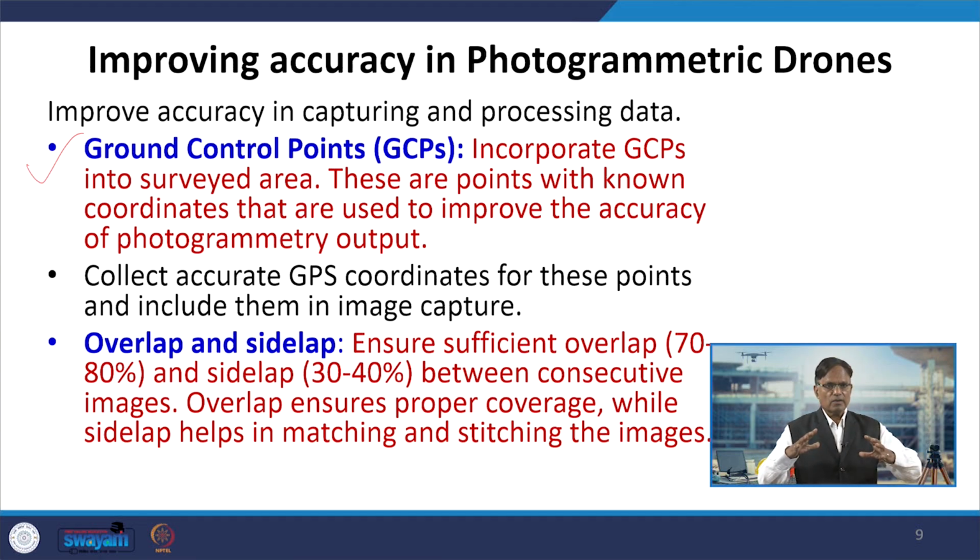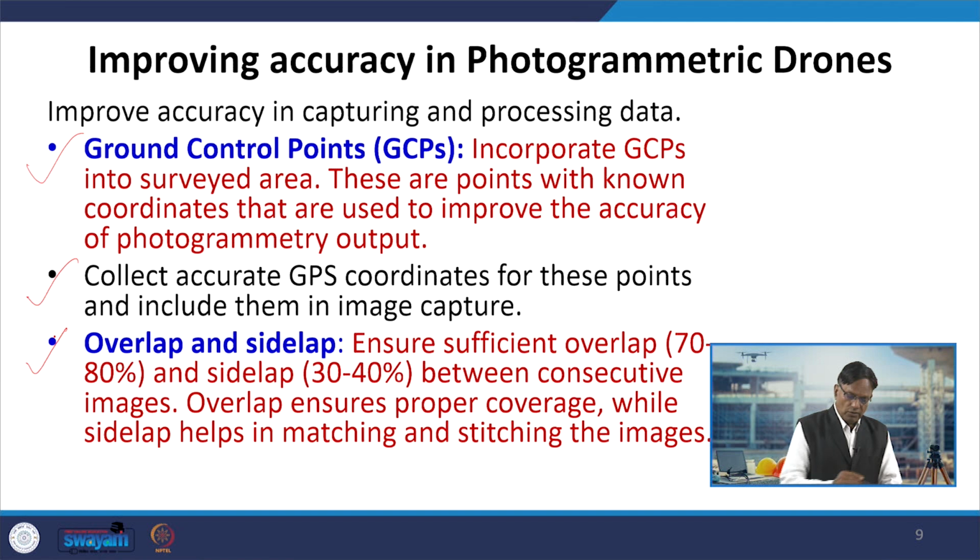With the help of the ground control points, we will analyze the photogrammetric data. We collect accurate GPS coordinates of these points. How will the coordinates be known? We will collect very accurate GPS coordinates of these points and include them in image capture. We will have them well distributed in the area so that they are captured in the subsequent images and we can use these points.